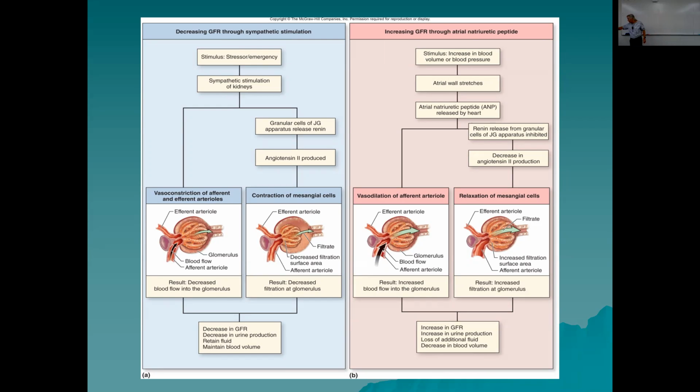Second, relaxation of mesangial cells. That does the exact opposite of sympathetic stimulation, causes the intraglomerular mesangial cells to relax. So slits become larger, more fluid is filtered, GFR goes up. Increase in GFR, increase in urine formation, loss of additional fluid, decrease in blood volume. All right.